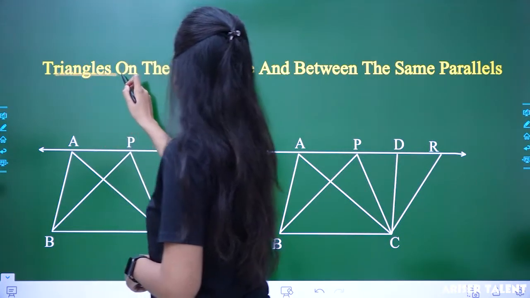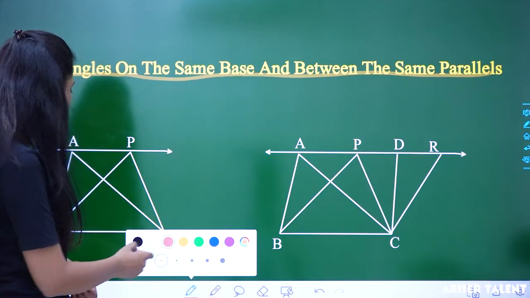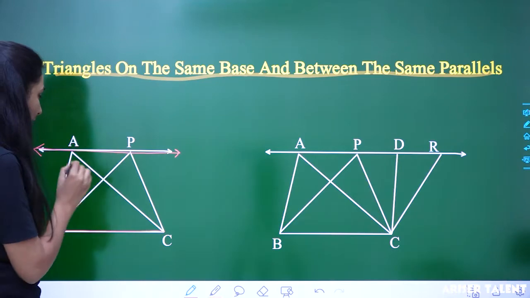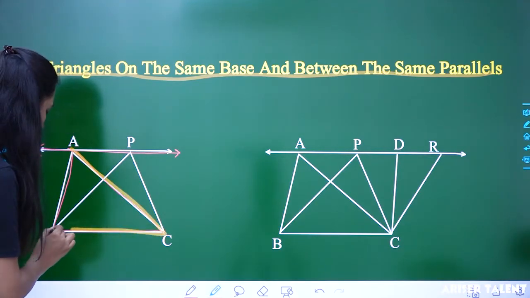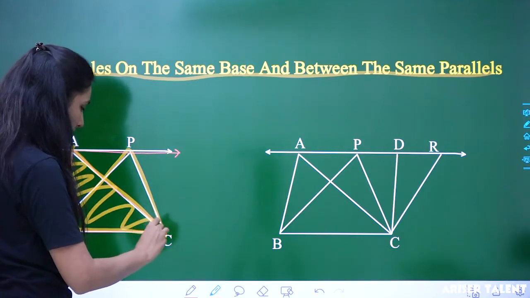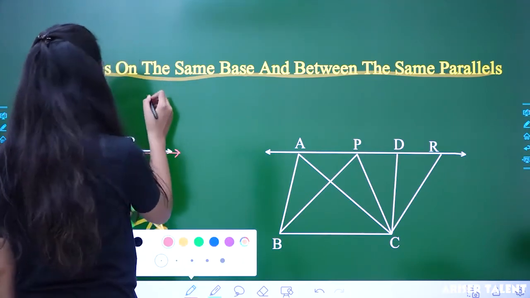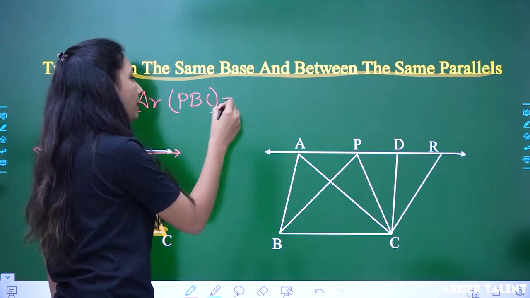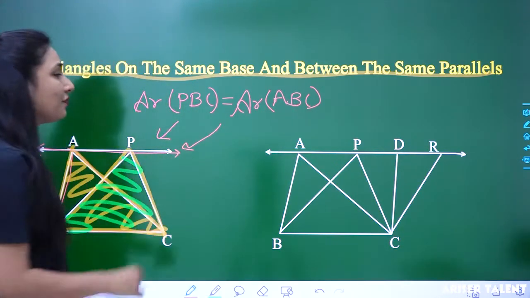Okay, now triangles on the same base and between the same parallels. You can see here that you have these two parallels, AP and this BC is the base. BC is the common base, and you have P and A here. So this is one triangle, ACB, and BPC is another triangle. Now the area of these two triangles is actually the same. So can I write here, area of this triangle PBC will be equal to the area of this other triangle ABC, as far as this case is concerned.